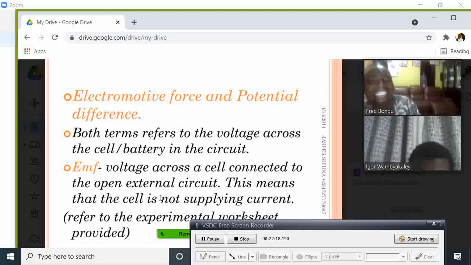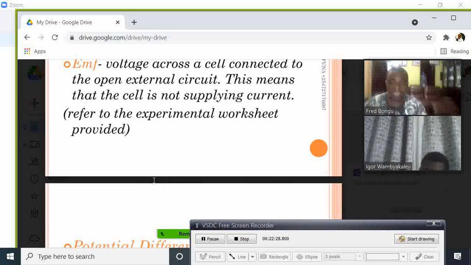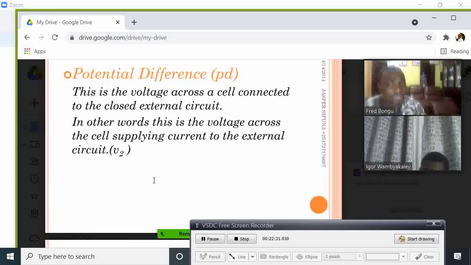This means the cell is not supplying the current. If it's not supplying the current, it has not been used. Therefore, it is exact as it is. But a potential difference, PD, is the voltage across a connected, closed circuit. That's the difference. In other words, this cell is supplying current to the external circuit.